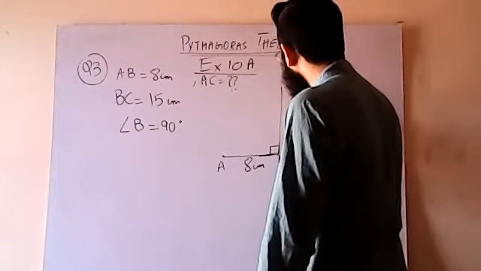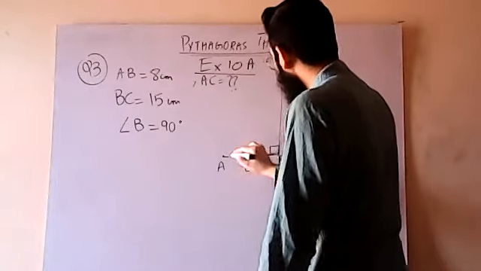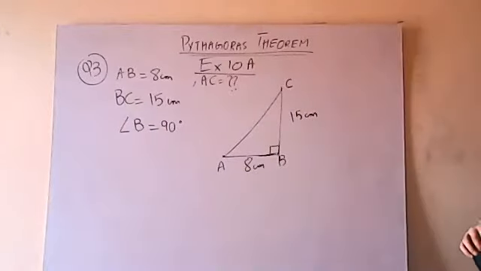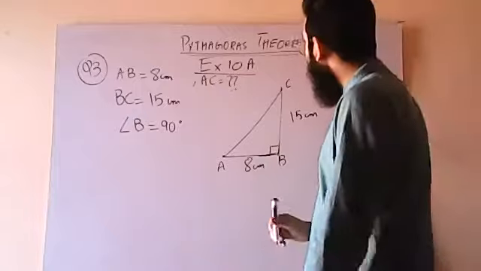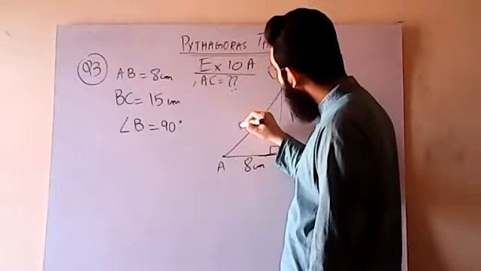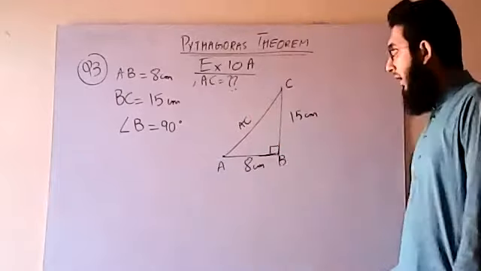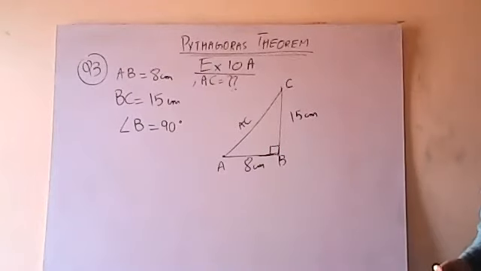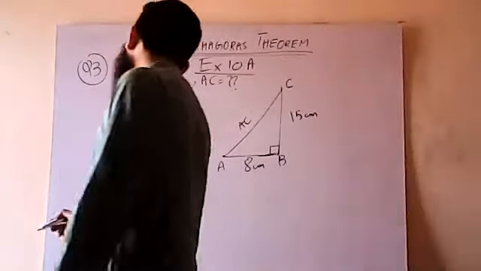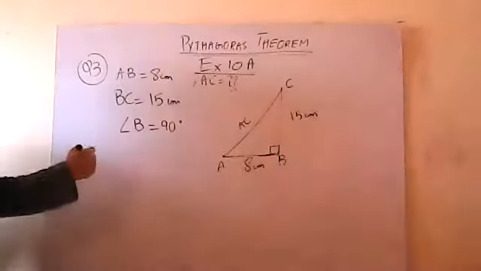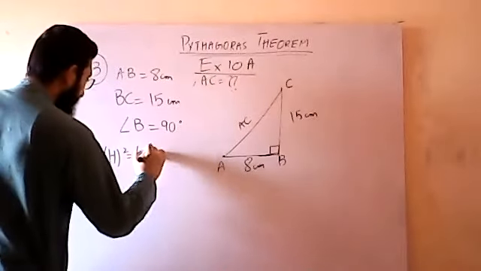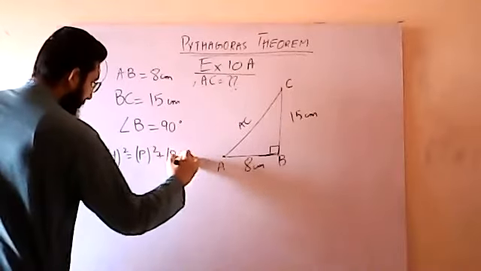Here he is telling me the length of BC is 15 centimeters. I'll draw the right triangle completely, and he's now asking me the length of AC. This is AC. I can easily apply the Pythagoras theorem here. The first step is to state what the hypotenuse is. The hypotenuse square equals perpendicular square plus base square, right?